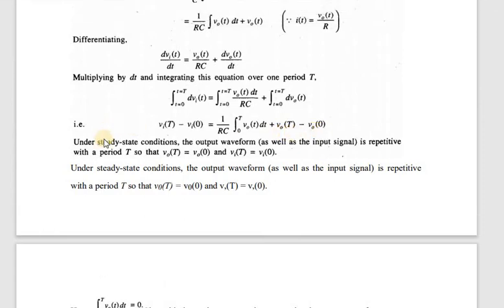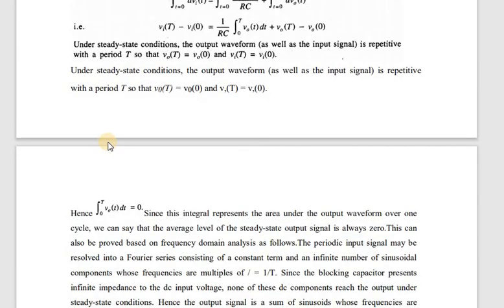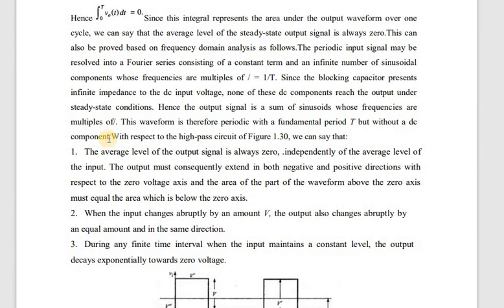Under the steady state conditions, the output waveform as well as the input signal is repetitive with a period T, so that V naught of T is equal to V naught of 0 and Vi of T is equal to Vi of 0. This is under the steady state response, and it will be repetitive. You have to keep this in consideration and see the waveforms. These waveforms are therefore periodic with a fundamental period T, but without a DC component, with respect to the high pass RC circuit that we have seen in the last class.